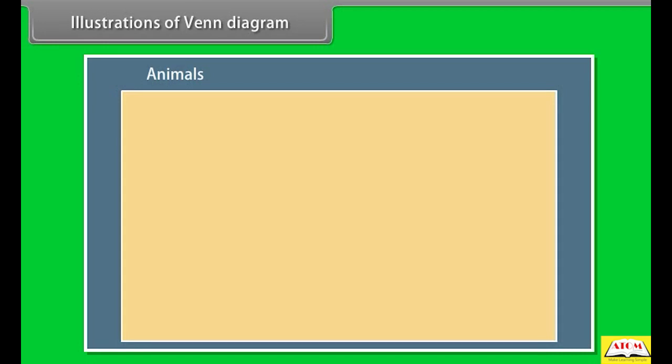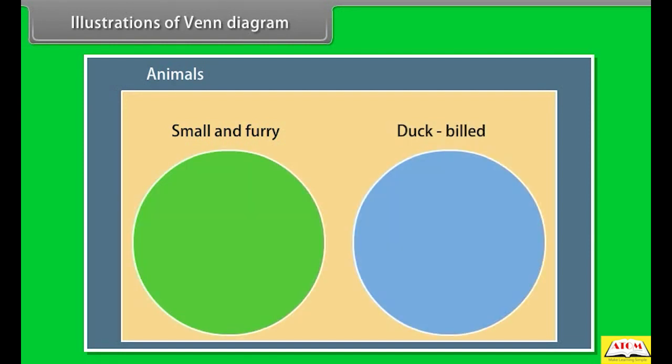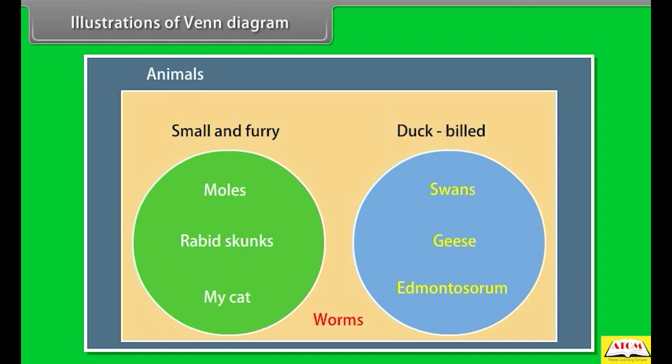Let's say we want to classify things according to being small and furry or being a duckbill. We draw circles to display our classifications. Now we'll fill in or populate the diagram. Moles, rabbit skunks, and my cat are all small and furry. Swans, geese, and Edmontosaurus are all duckbills. Worms are small but not furry, and horses are furry but not small, and neither is a duckbill. However, they are animals. They fit inside our universe, but outside the circles.